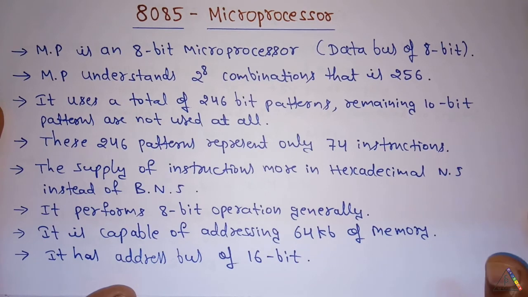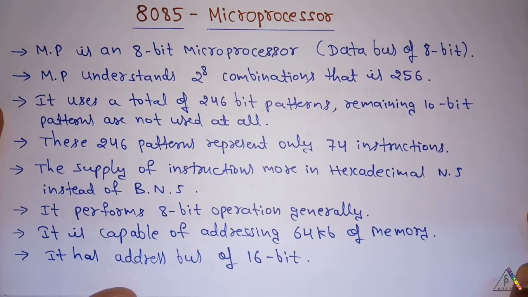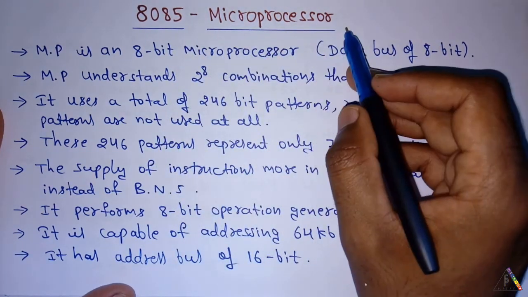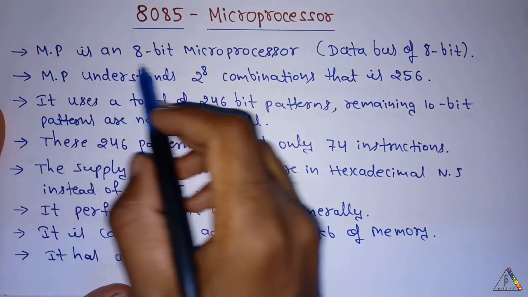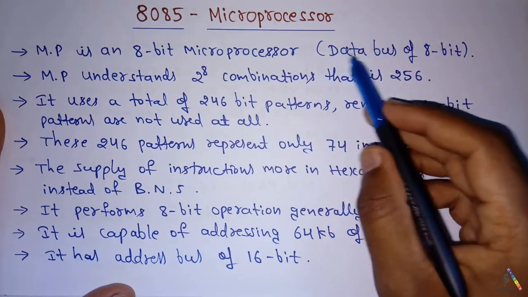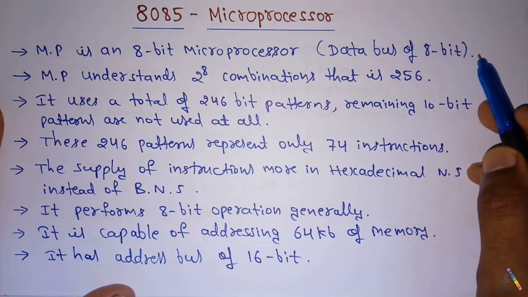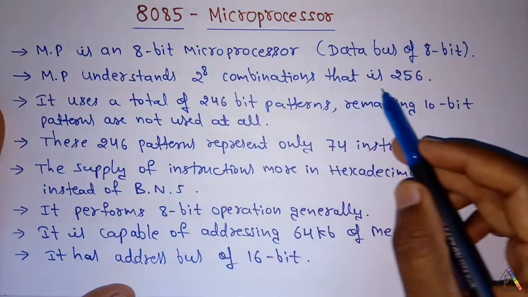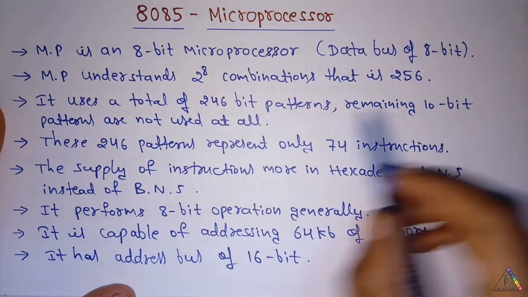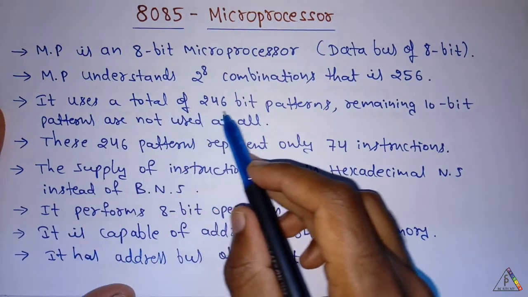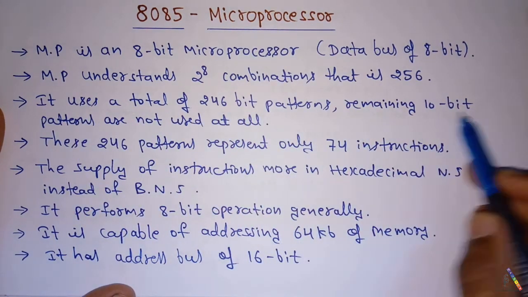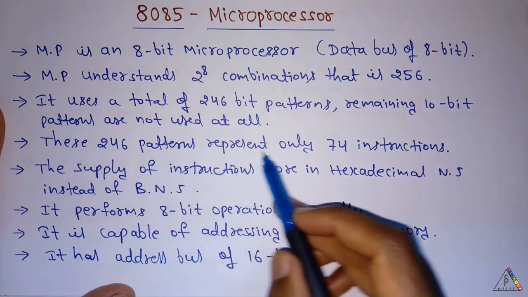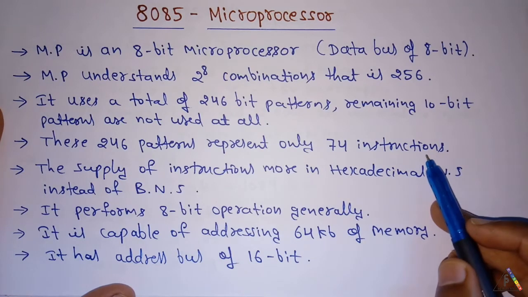Next is the important and mostly used microprocessor, the 8085 microprocessor. This microprocessor is an 8-bit microprocessor, that is a data bit or an input of 8 bits. The microprocessor understands 2 to the power of 8 combinations, that is 256. It uses a total of 246 bit patterns. The remaining 10 bit patterns are not used at all. These 246 patterns represent only 74 instructions.